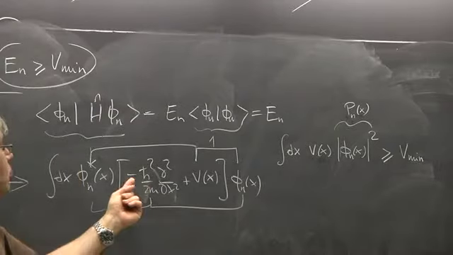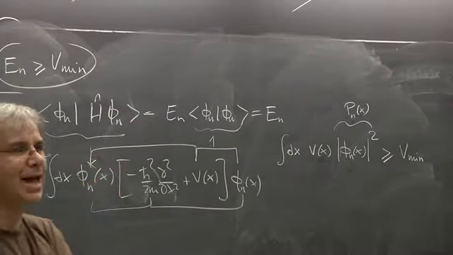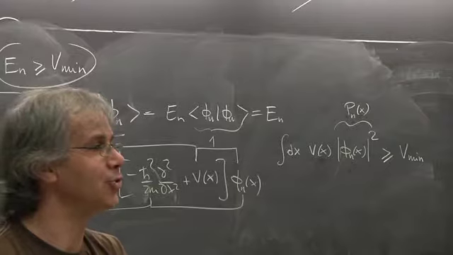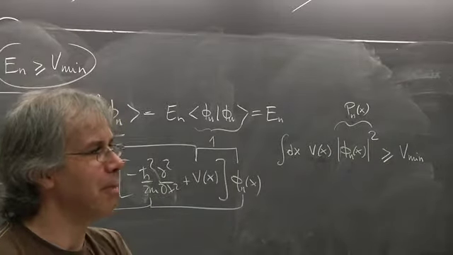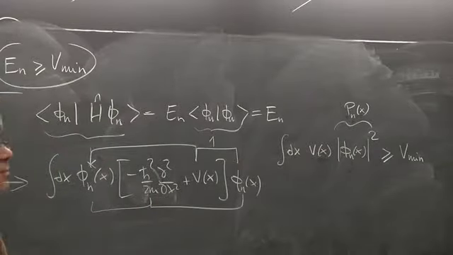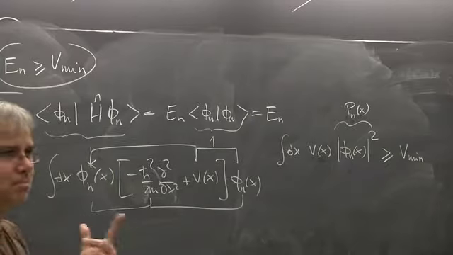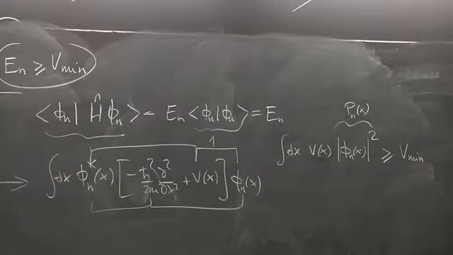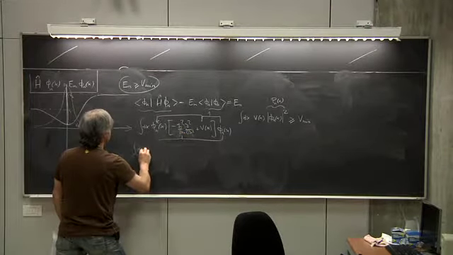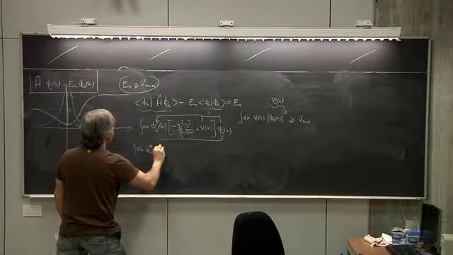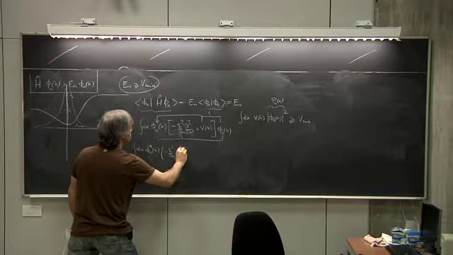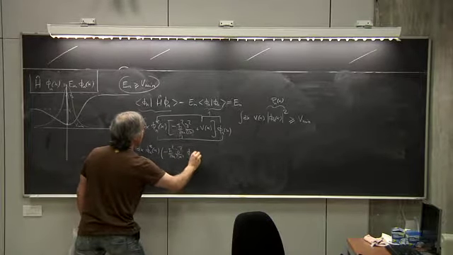It's positive just because of the minus. Exactly like the average momentum is real just because of the i. The momentum is Hermitian just because of the i. Here, the kinetic energy is positive just because of the minus. One of those bizarre things. Okay, let's prove it. So the kinetic energy of the state is the integral of phi n star times minus h bar square over 2m times the second derivative of phi n of x.